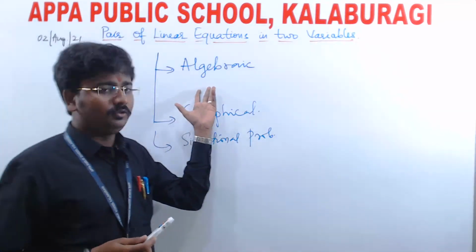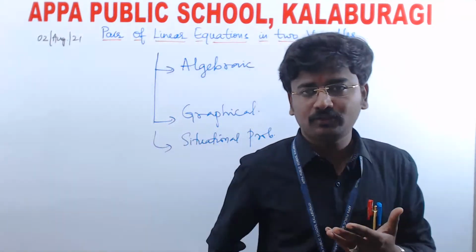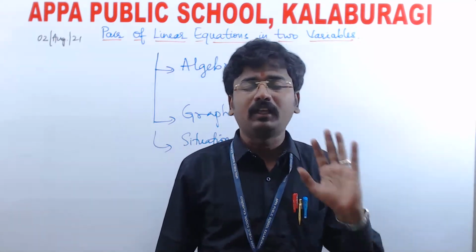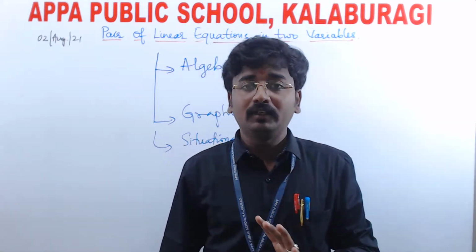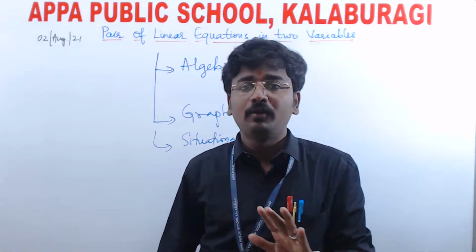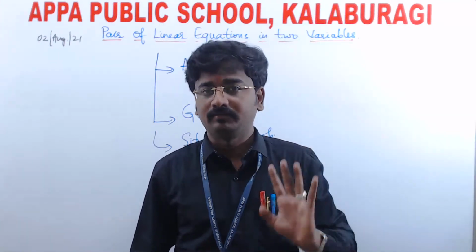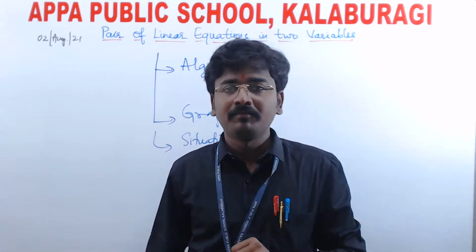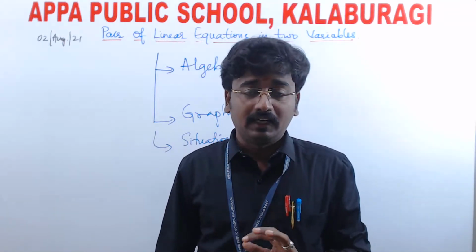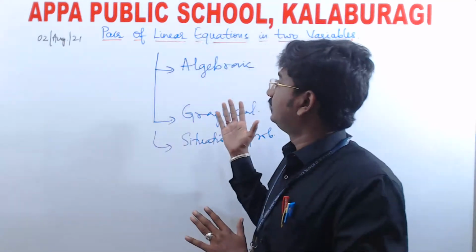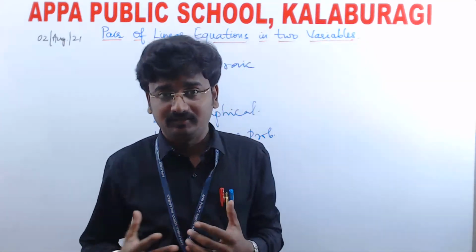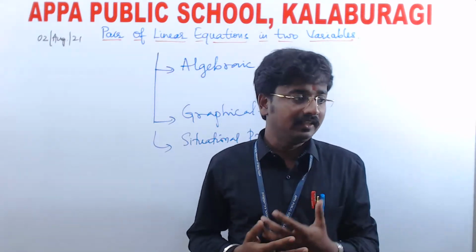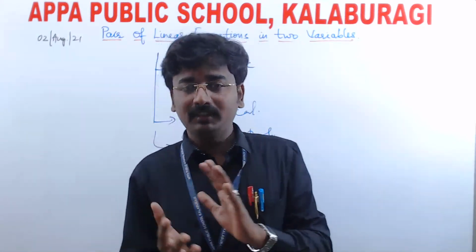So in the algebraic method, you know that we have three methods actually: substitution method, elimination method, cross multiplication method. But as per your revised syllabus, we don't have the cross multiplication method. Already sir has done the substitution method as well as the elimination method. And an important part of this chapter is the condition of the system: consistency, inconsistency, dependent. So how many of you remember that condition?